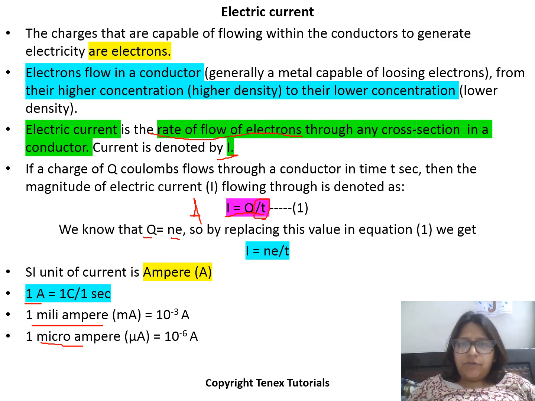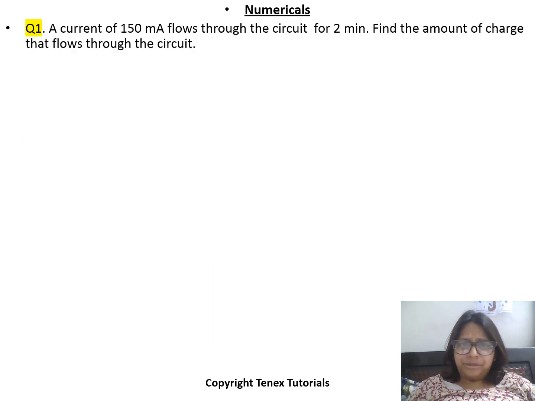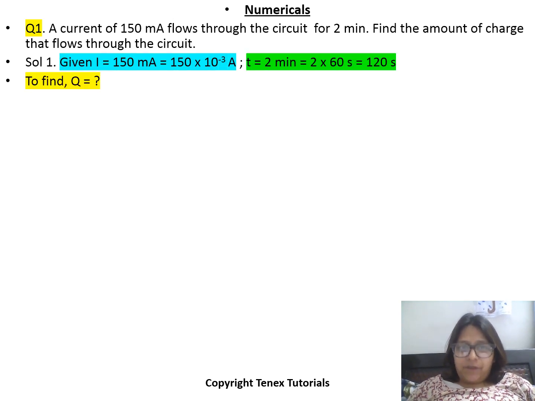Let us solve a few numericals. The first numerical says that a current of 150 milliampere flows through a circuit for 2 minutes. We need to find the amount of charge that flows through this circuit. Let us see what is given. The current is equal to 150 milliampere, which can also be written as 150 into 10 raised to power minus 3 ampere.